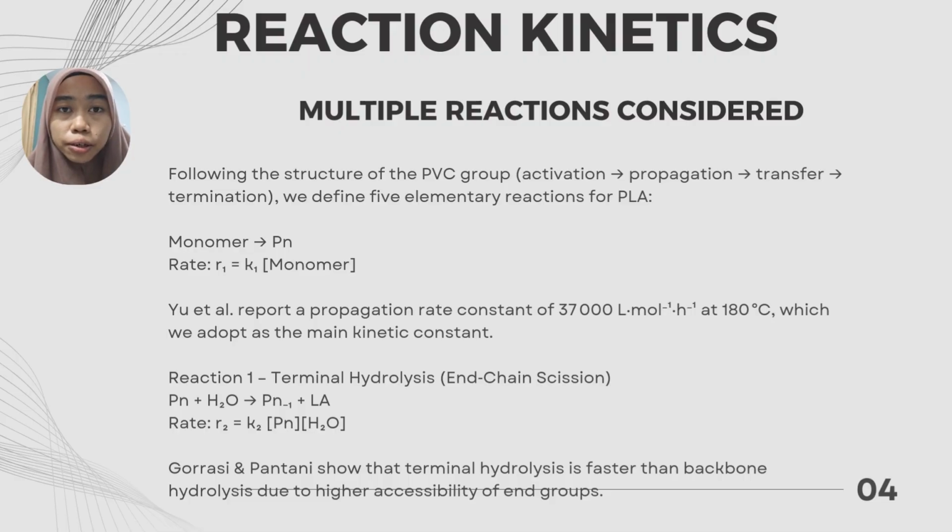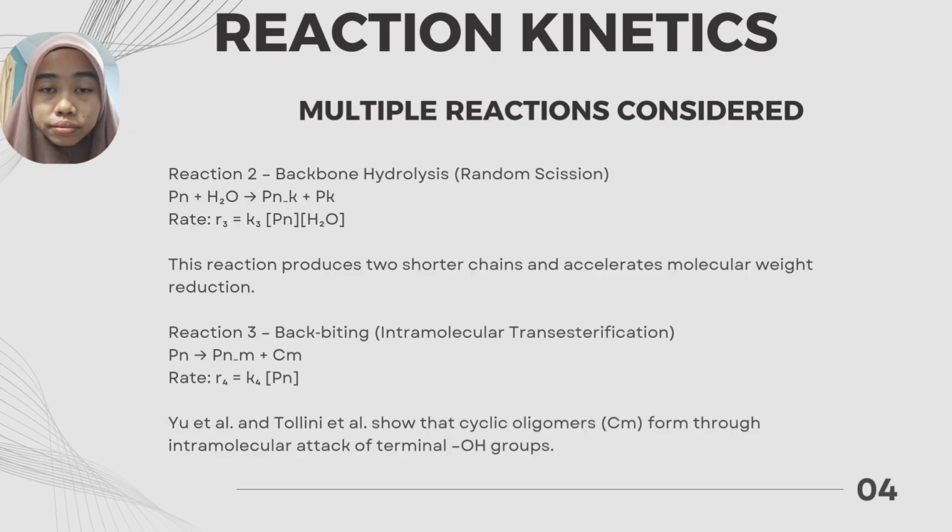So the main reaction represents effective PLA formation, and we use reference Yu, which gives a propagation constant of 37,000 liters per mole-hour at 180 Celsius. The first degradation pathway is terminal hydrolysis, where PLA reacts with water to form a shorter chain and lactic acid. This reaction is faster because terminal groups are more accessible.